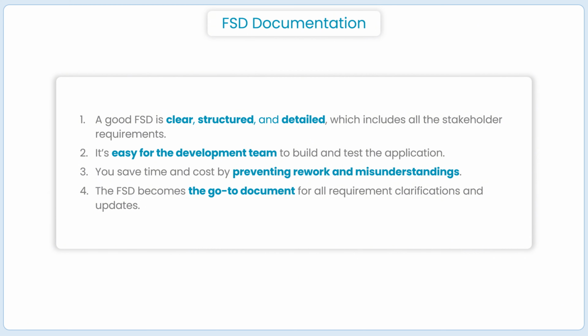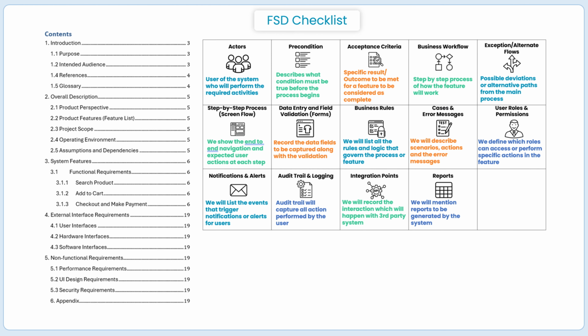It is easy for the development team to build and test the application. You save time and cost by preventing rework and misunderstanding. The FSD becomes a go-to document for all the requirement clarification and updates. All right, so we have learned how to write a perfect FSD using the checklist, and this will ensure that we always write clear and complete requirements.